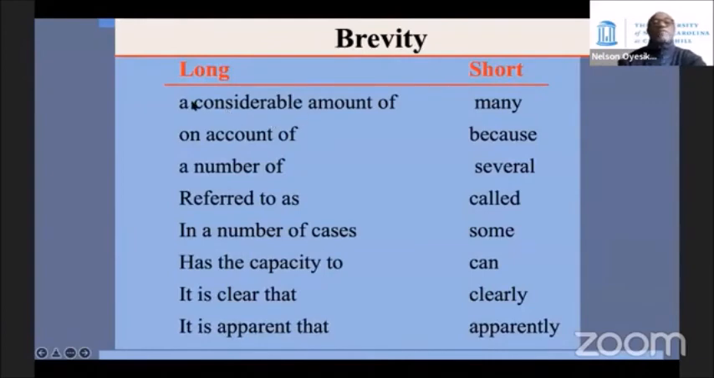Here are some examples of how not to be verbose. I just cited a few. Here's one clause: "a considerable amount of" can go to "many." So "many" as opposed to "a considerable amount of." This is one word, and this is how many? Four words. So this is a huge reduction, a 75% reduction just by paying attention to brevity. Here's another one: "on account of," "because." There's another big example. So 30%, 70%, and so on.